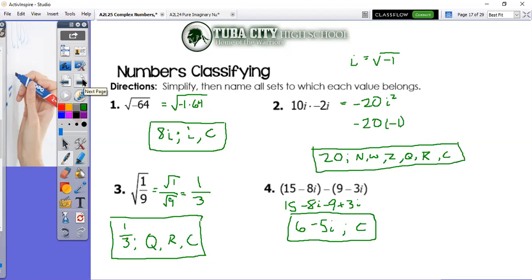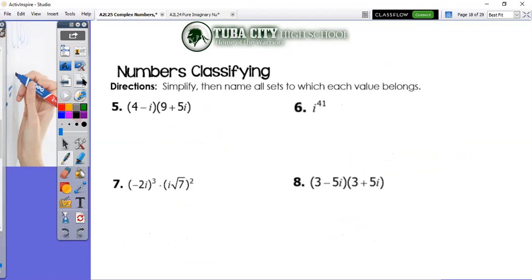So that is the only group that this one belongs to. Moving right along. Let's see, we're going to go ahead and multiply this. 4 times 9 is 36 plus 20i minus 9i. And I'm just using my basic FOIL. I'm just making it go a bit faster.